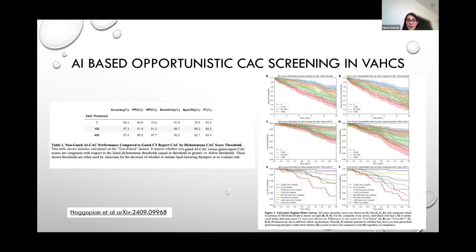This is actually a study done by our VA colleagues at the Long Beach VA and recently came out, I want to say a week or two ago, where they developed a deep learning algorithm to predict calcium scores on non-gated CT scans. And they showed good accuracy with their algorithm. And more importantly, they also saw that this calcium score that was generated by this automated algorithm had prognostic value, and patients with the higher calcium scores had worse survival and a higher event rate compared to those that had lower calcium scores as generated by this automated algorithm.